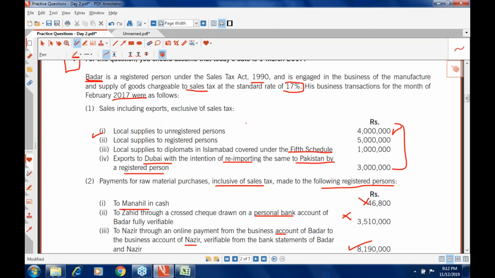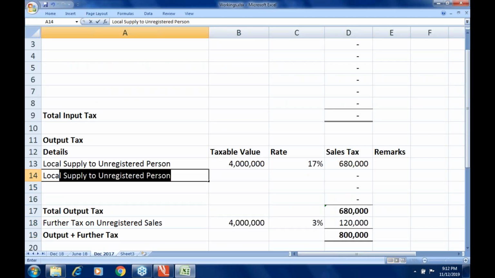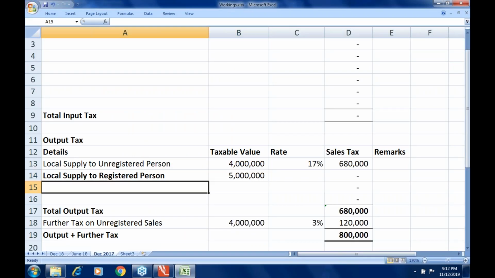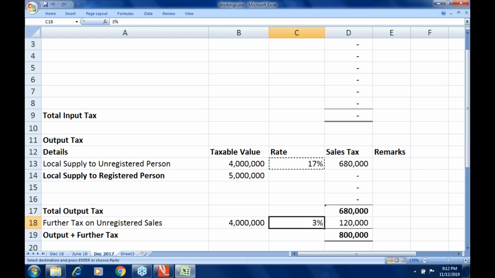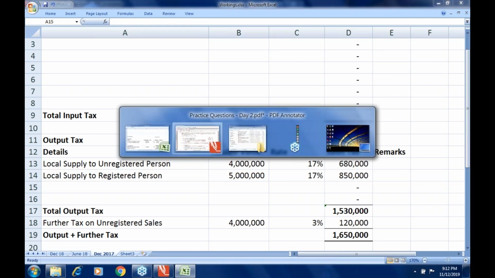It says local supplies to registered persons. So when we supply to the registered person, the amount of supply is 5 million.